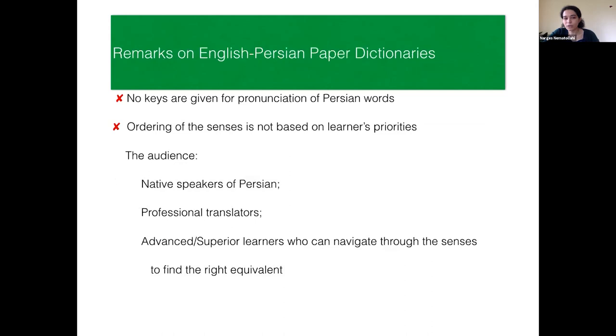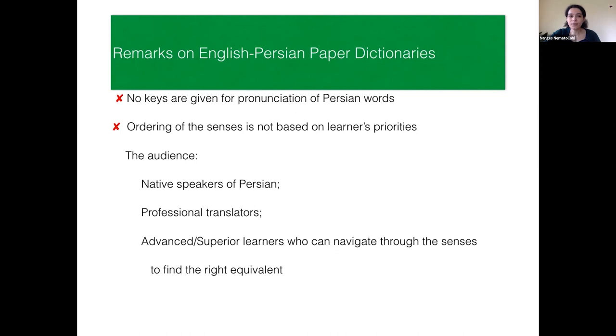So as remarks on English Persian dictionaries, no keys are given for pronunciation of Persian words, and the ordering of the senses is not based on learners' priorities. So I assume that the audience for these dictionaries are native speakers of Persian. They are not intended for learners of Persian. They are for native speakers of Persian who have some words in English and want to see what the equivalent is in Persian. Or the audience are professional translators, or advanced and superior learners who can use these dictionaries if they can navigate through the senses to find the right equivalent.